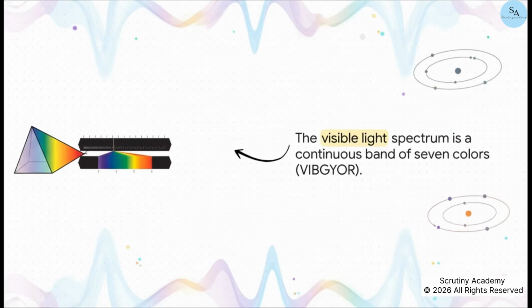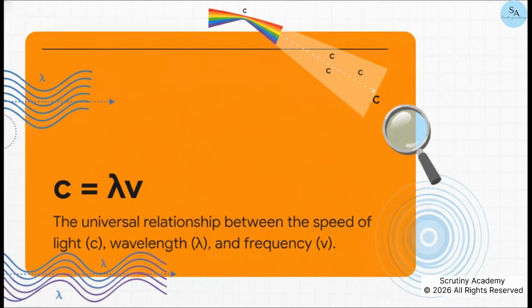I mean, we've all seen a rainbow, that classic band of colors, VIBGYOR: violet, indigo, blue, and so on. Well, that's what scientists call the visible spectrum. It's just white light broken down into all its different color components. So light actually travels as a wave. And that brings us to our very first absolutely must-know formula. It's c = λν.